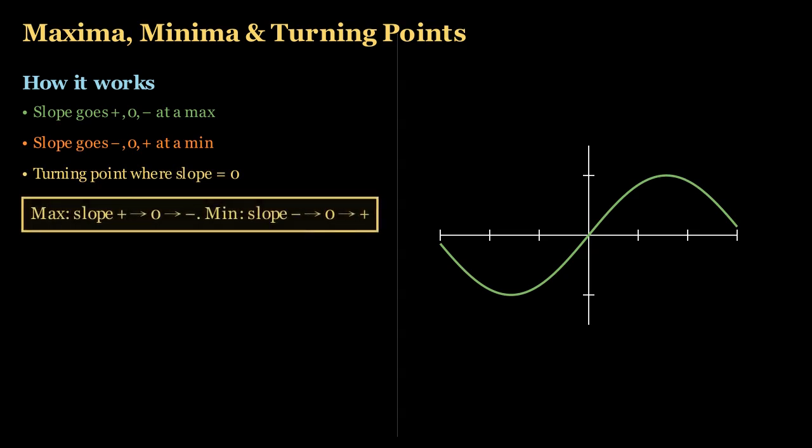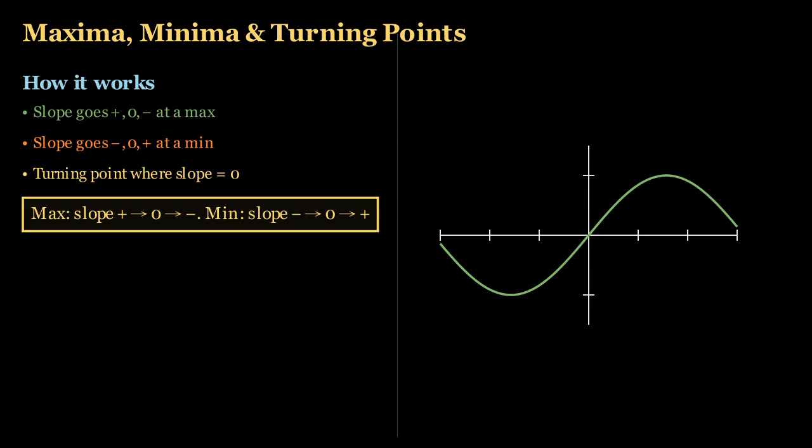A minimum is the opposite, you walk down a slope that's negative, hit a flat bottom where slope is 0, and then climb up a positive slope. The turning point is simply the spot where the slope equals 0 and the curve changes its direction.